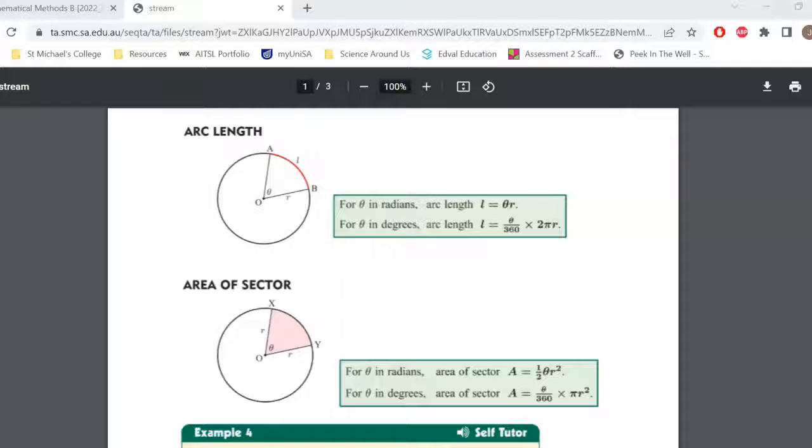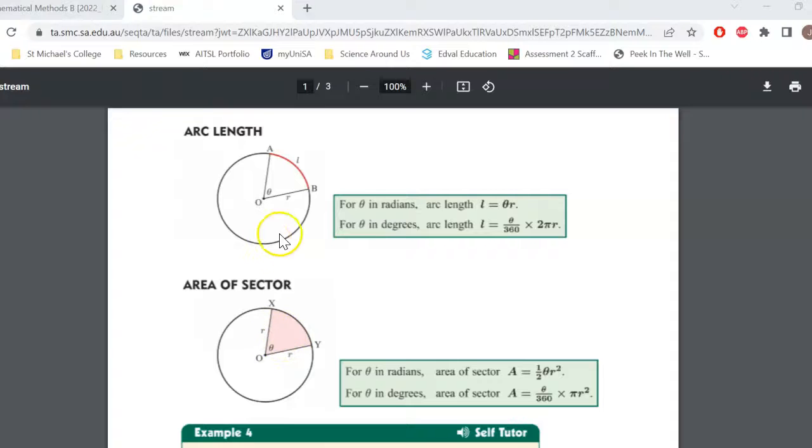In chapter 5b, we're looking at finding the arc length of circles using both radian measure and degree measurement, and then we move on to finding the area of sectors using both radian measurement as well as degree measurement.